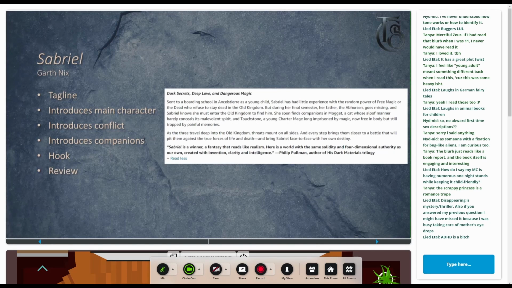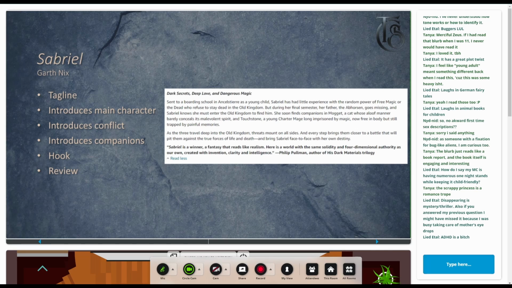I believe I only had four. Yep, this last one. Sabriel is one of my favorite books of all time. So here we have a tagline. I'm just going to read this again, and then we'll dissect it a little bit.